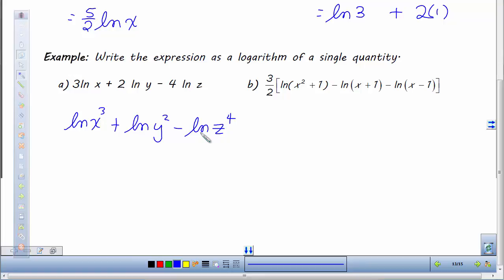So what do you think we're going to get? Natural log of x cubed. Say that again. Okay, all right, very good. We multiply, and then what are we going to do with the z? This is divide by z to the fourth. So we just undid the product rule and the quotient rule for our natural log function. All right, why don't you try B on your own to make sure we're all on the same page.